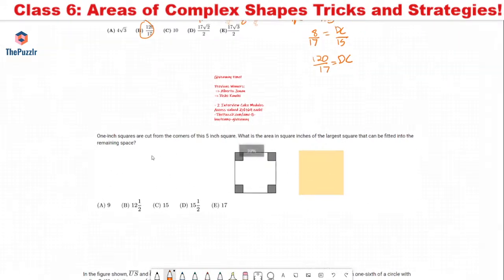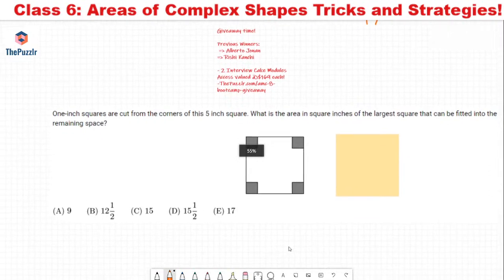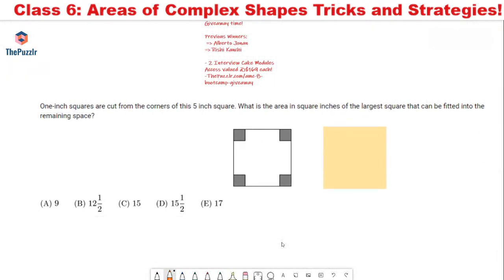1-inch squares are cut from the corners of this 5-inch square. What is the area in square inches of the largest square that can be fitted into the remaining space? Okay, so this problem, I don't think there's only one square that's going to have the largest area, right? This area might be shared in different squares. I might be wrong, but just make sure that you think of that. You don't have to find the exact square. Just think about what the best case scenario would be.